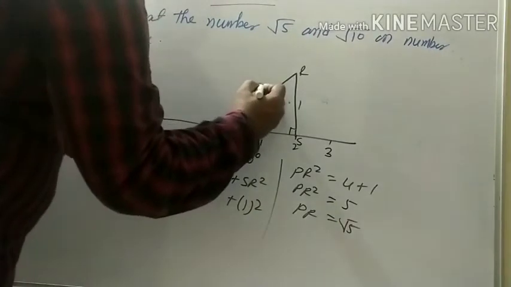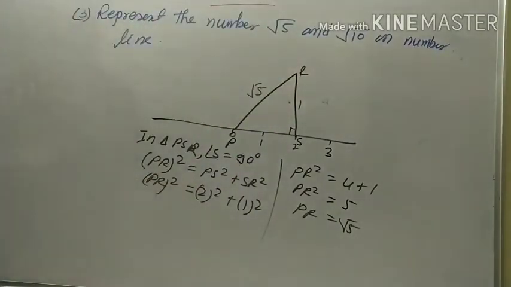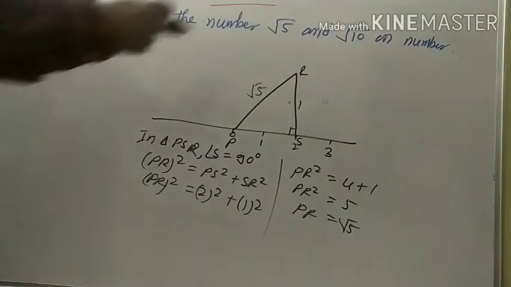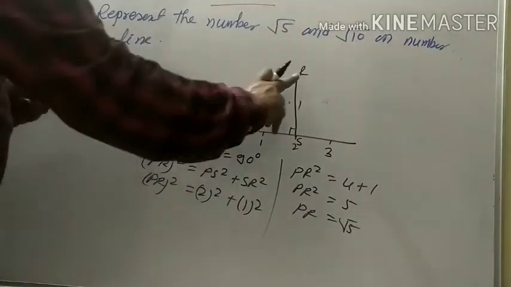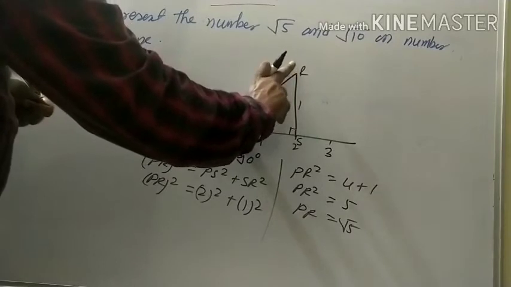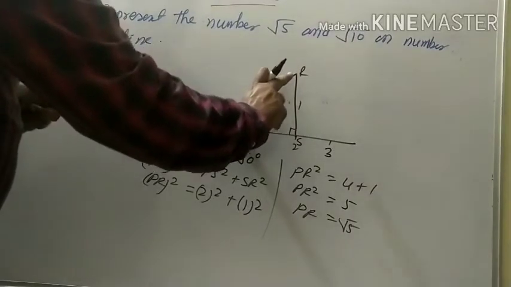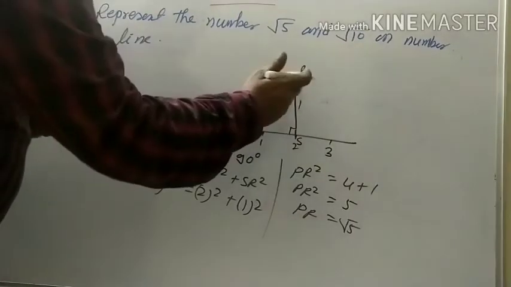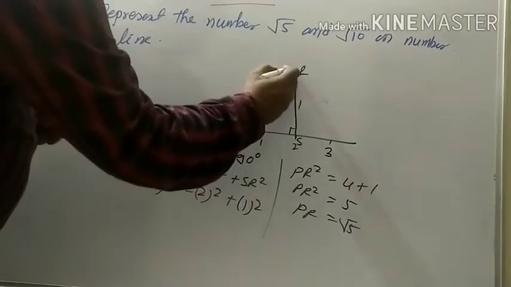This is root 5. So we want to draw root 5 on a number line. Root 5 is over here. That means if we measure this one, this is root 5. We take a compass and put an arc like this over here.